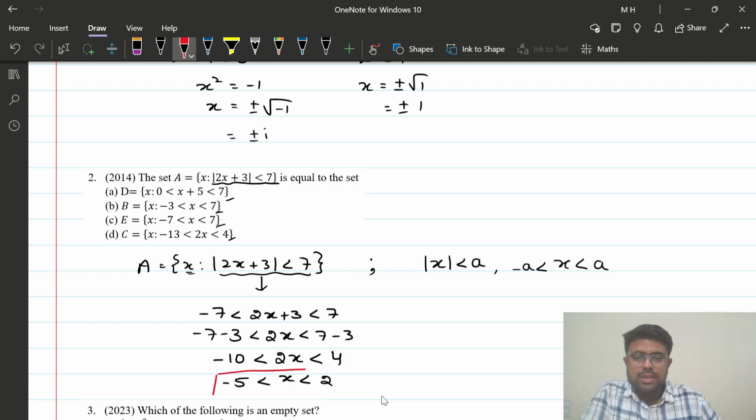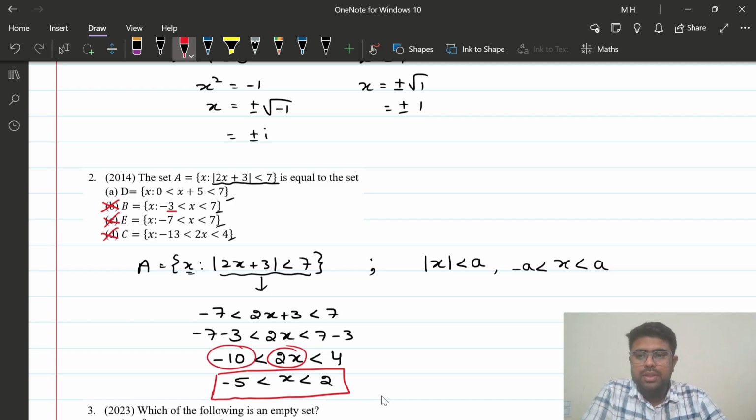It says x is greater than minus 5 and less than 2. So here it says x is greater than minus 3. So this is obviously wrong, and this is also obviously wrong. And option D says 2x is greater than minus 13, but here I have 2x is greater than minus 10. So therefore option D is also wrong. So the only option that I'm left with is option A.